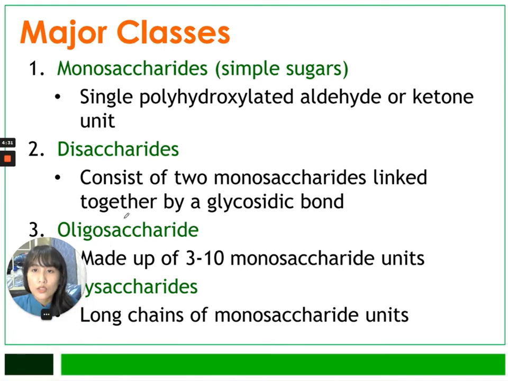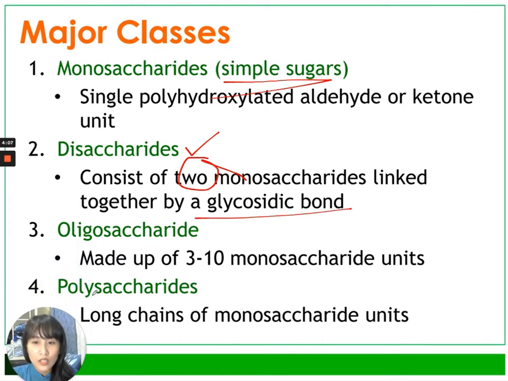Monosaccharides are also called simple sugars. They are also called the single polyhydroxylated aldehyde or ketone unit. Disaccharides, on the other hand, consist of two monosaccharides linked together by a glycosidic bond. Oligosaccharides are made up of 3 to 10 monosaccharide units, while polysaccharides are long chains of monosaccharide units.